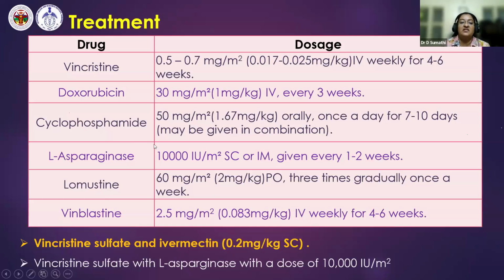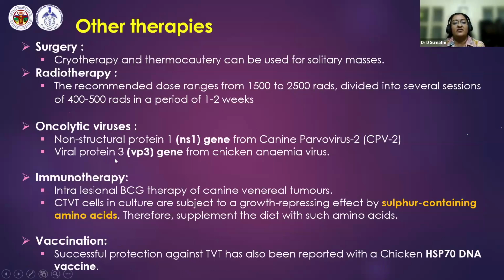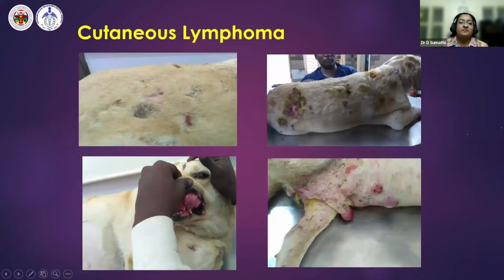So you have a lot of things available for the treatment of TVT. There are other options: surgery, radiotherapy. You can also use oncolytic viruses. Immunotherapy is also available. There are also vaccines available. But which is readily at hand is a big question for us.